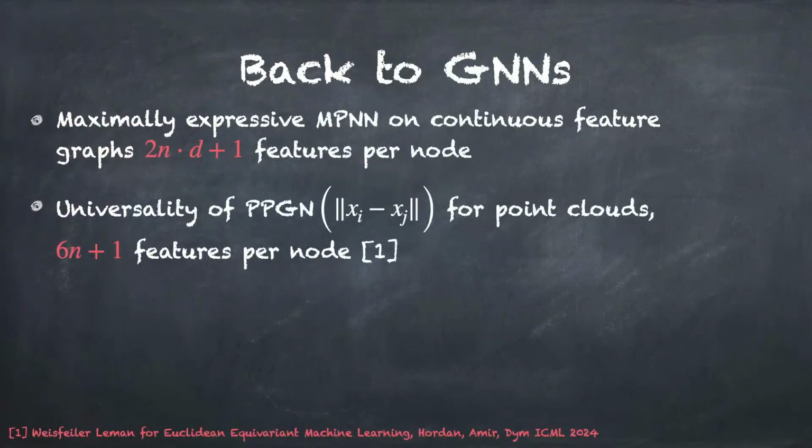Similarly, if we go to what Mircea was discussing before, if we look at all distances and you apply something which is 2WL equivalent, so we use a provably powerful graph network, the PPGN. You know that this could be universal, but what you can prove is you can do it with 6n plus 1 features per node. I guess it should be per pair of nodes, which is much lower than what you would get if you used the power sum polynomials.